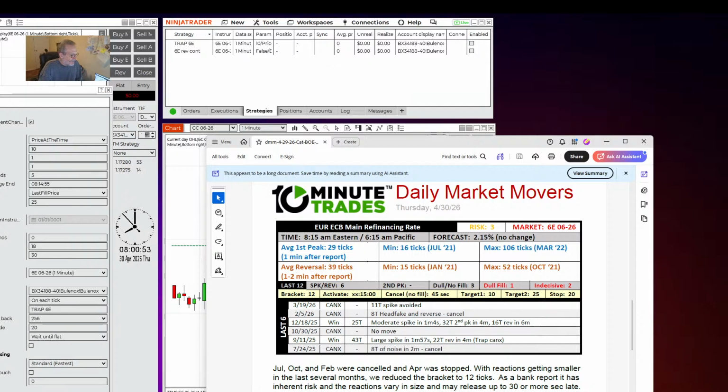A trap trade is when we expect the market to move on the news. If it goes up, we sell. If it goes down, we buy. That's the way this setup works. If it goes up, we sell. If it goes down, we buy. It's called a trap trade. That's how the trap trade works.